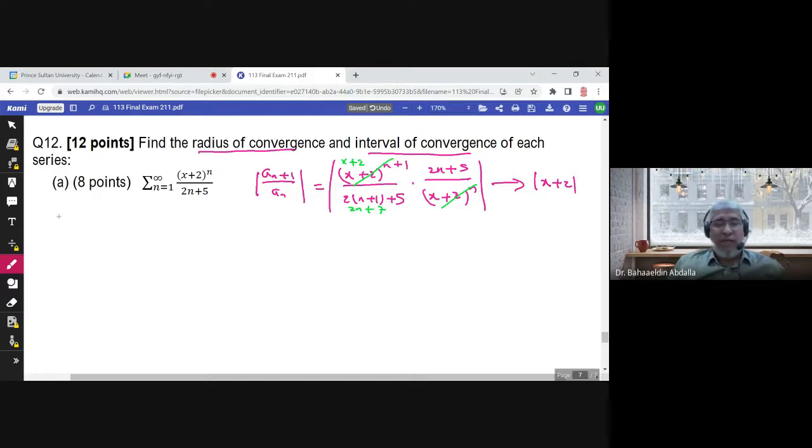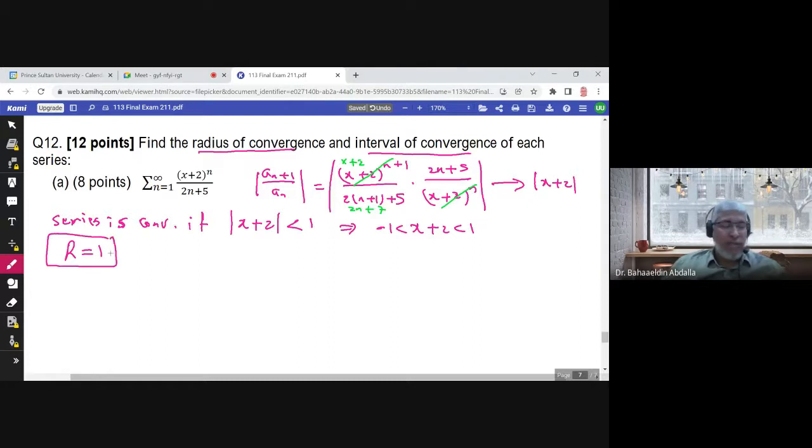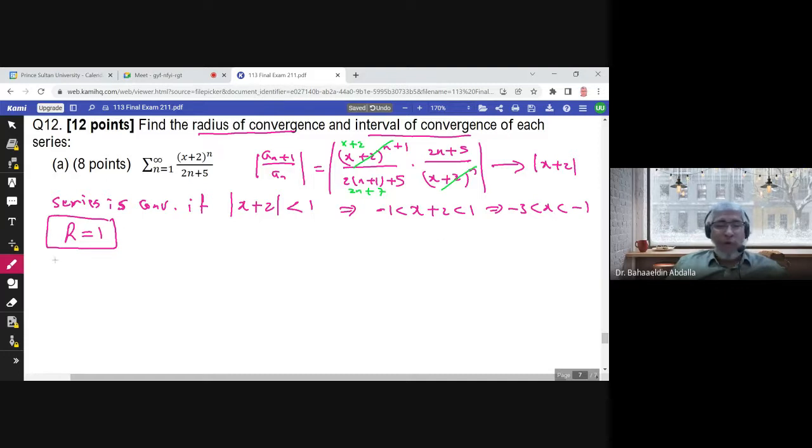So summation a_n, our series, is convergent according to the ratio test if the absolute value of x plus 2, which is the limit of this, is less than 1. Okay, and this means that x plus 2 is between -1 and 1. And of course, it means immediately that the radius of convergence is 1. If I add -2 plus -1 is -3, 1 minus 2 is -1. But let me consider the case when x is -3 and when x is -1 separately.